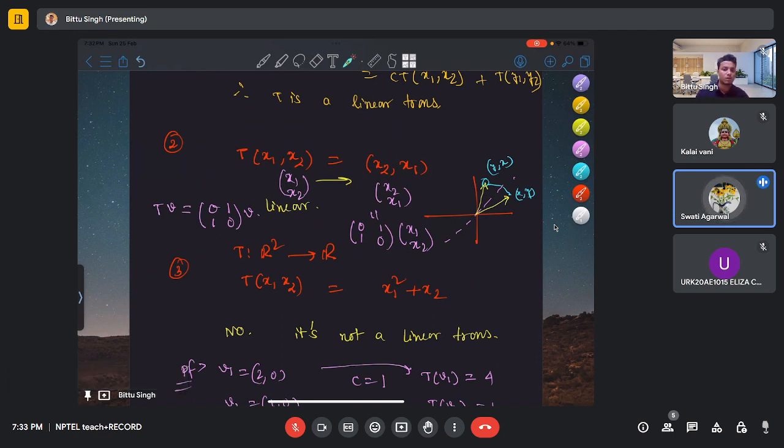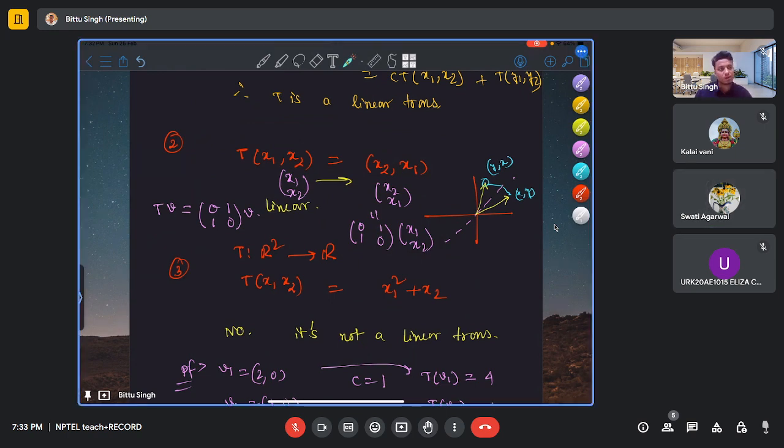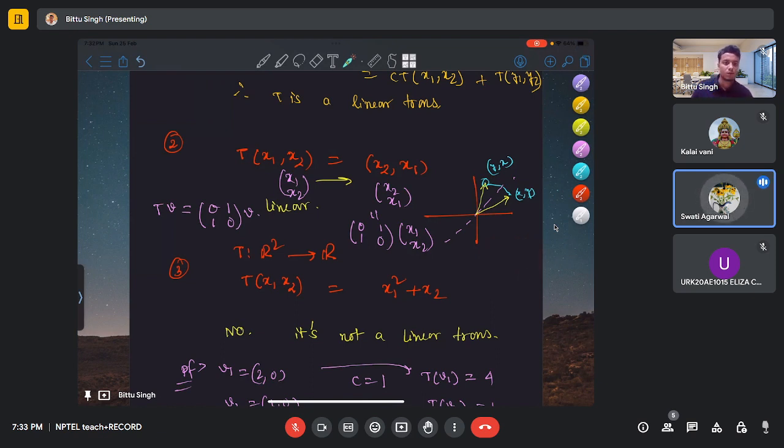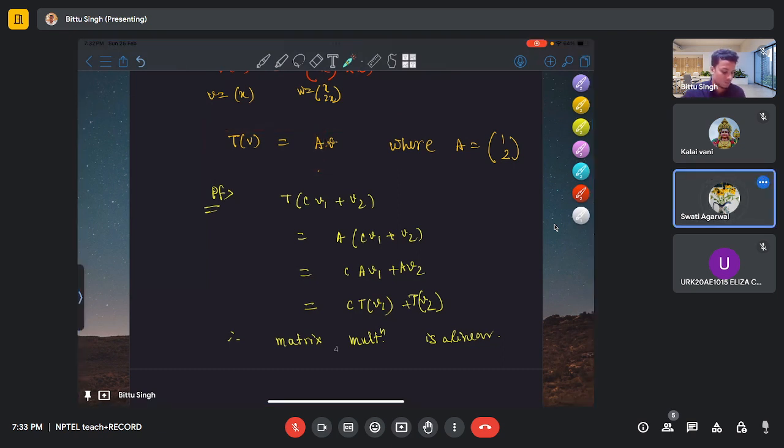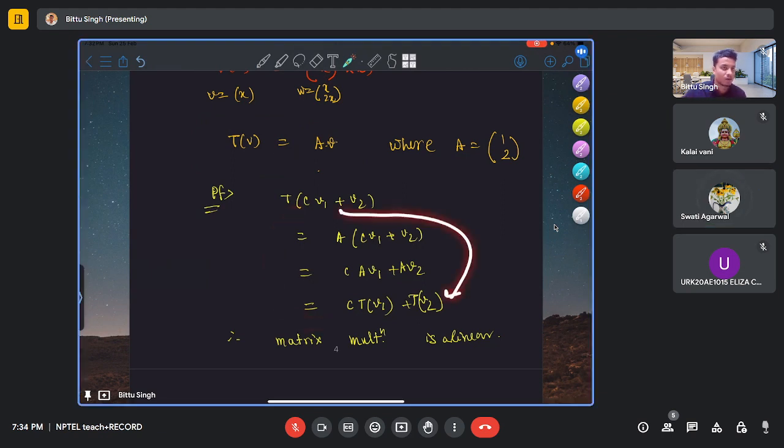Is an elementary matrix equivalent to a scalar? No, an elementary matrix may not be a scalar. It is not always scalar multiplication of some row. Is this a rule, that if we are able to multiply by a matrix, it will be linear? Here I have given the proof. If T is A times v, where A is some matrix, you can check the property. T preserves the linear structure, because T of (c v1 plus v2) is the same as c times T v1 plus T v2. That is why matrix multiplication is linear.